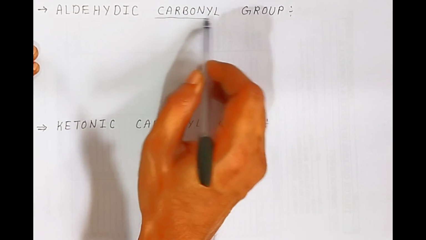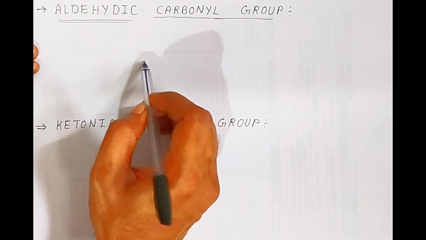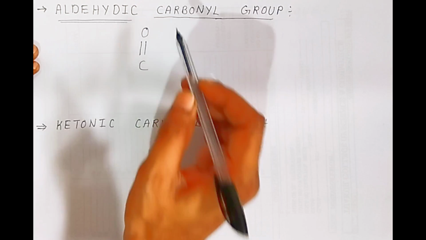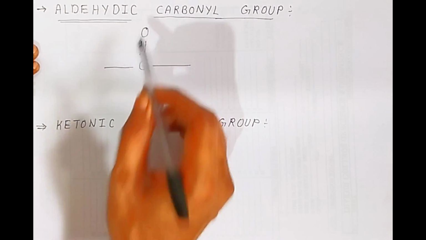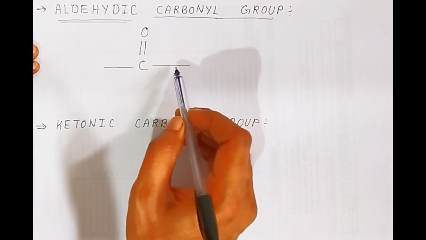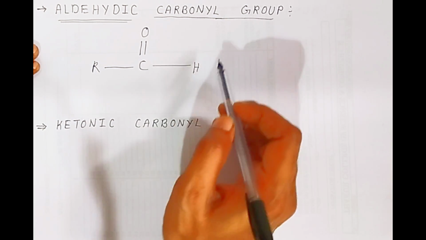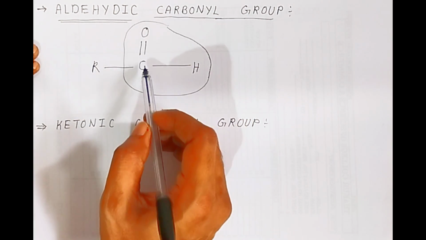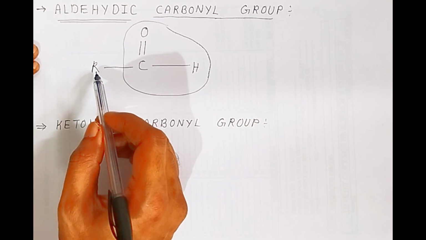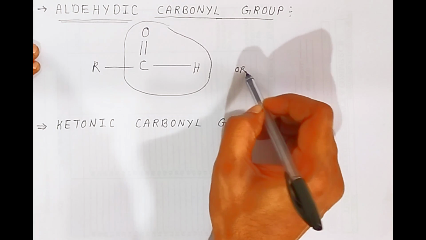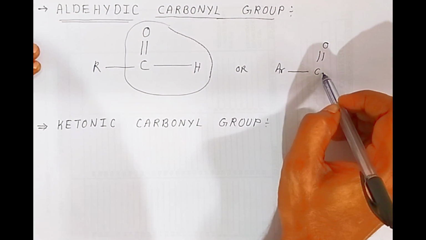Which carbonyl group do we call the aldehyde type of carbonyl group? I have already told you, between carbon and oxygen there is a double bond. Out of the 2 valencies, 2 are occupied by oxygen, and carbon is always tetravalent. Now if of the other 2 valencies, one is occupied by an alkyl group and the other by hydrogen, this whole group, carbon, oxygen, hydrogen, is called the aldehyde carbonyl group. Instead of alkyl, it may be aryl. This is also called the aldehydic carbonyl group.